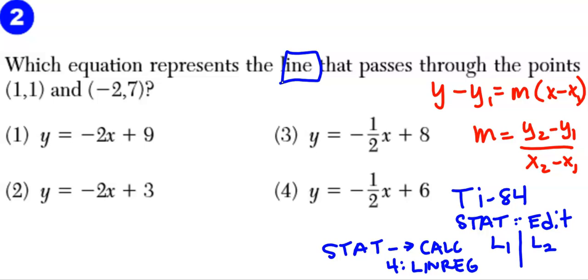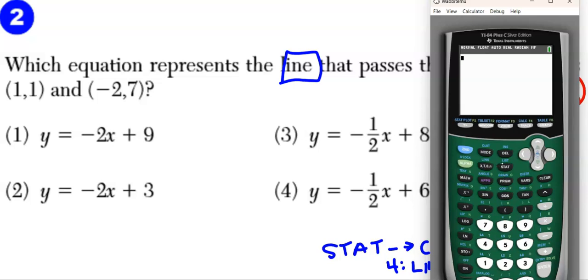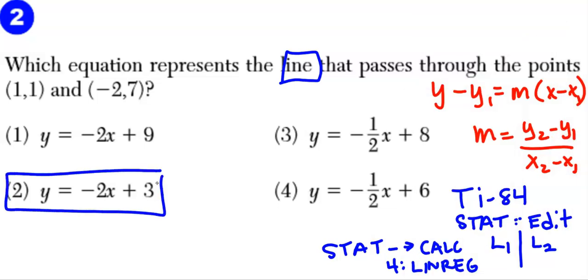So let's get started with the calculator, then I'll show you the formula. So with the calculator, you press your stat button here on the second row. You enter the points into list 1 and list 2. So my x values are 1 and negative 2. And then I move over to list 2. My y values are 1 and positive 7. Then I go back to my stat button here. I arrow over once to calc. I choose number 4 lin reg, and I press enter 5 times. And there's the equation. y equals negative 2x plus 3.